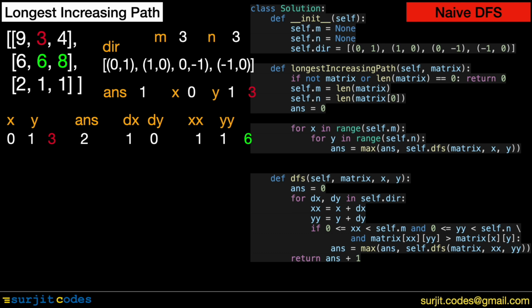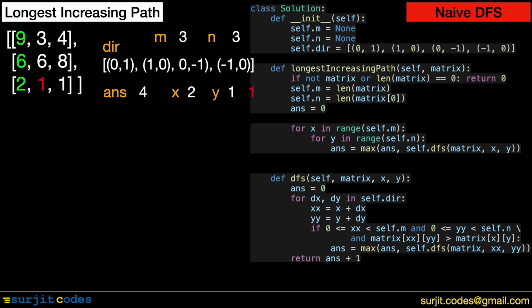The left neighbor of 3 is 9. A DFS will start for this also, but this will return 1 as the ans, so the max value of ans remains 2. Processing of 3 is over and it returns 2 plus 1 to the main function, which is more than the previous value, which is 1. So ans there becomes 3. This means that starting with 3, the longest increasing path is of length 3, be it 348 or 368.